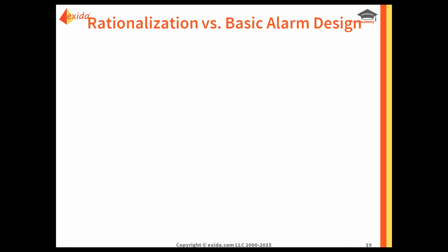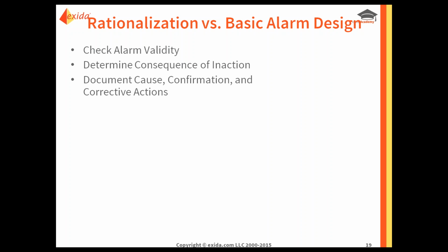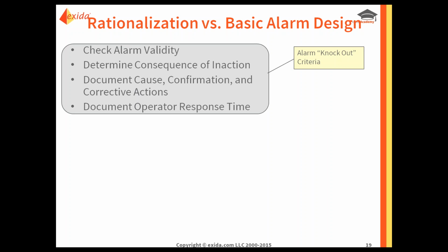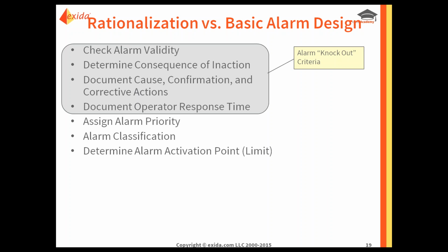A complete rationalization includes a lot of steps, including determining whether the alarm is valid, documenting its consequence of inaction, what would happen if the operator doesn't respond, what the likely cause is, confirmation, corrective actions, what the operator is supposed to do, and the response time. That's typically used to assess whether the alarm is valid or not. If it is, then you also define the alarm priority. Again, that's an alarm attribute. Alarm classification can be considered an attribute as well.